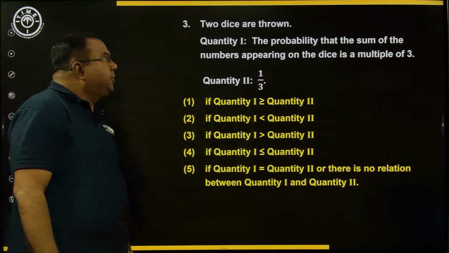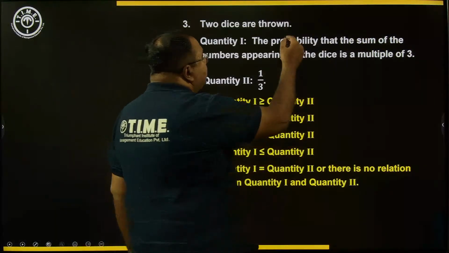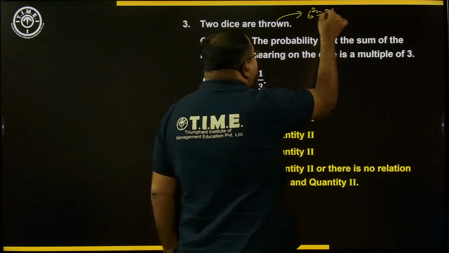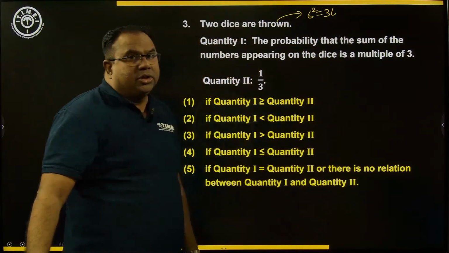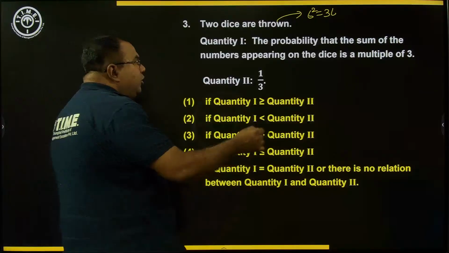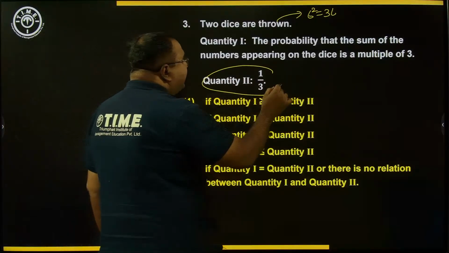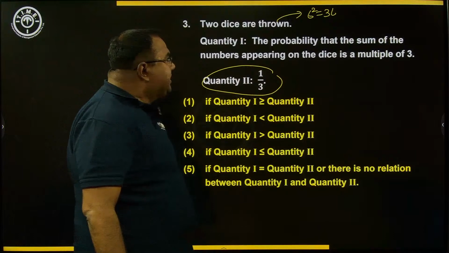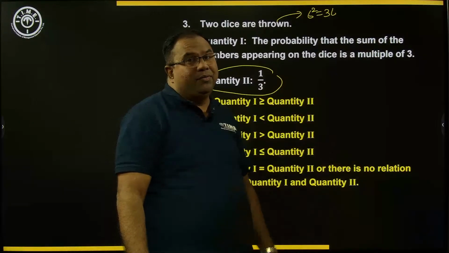Right, this is a question on probability. Two dice are thrown, so the total possibilities will be 6 squared, which is 36 total cases. Quantity 2, no need to simplify, is clearly given as 1 by 3. What is quantity 1? The probability that the sum of the numbers appearing on the dice is a multiple of 3.